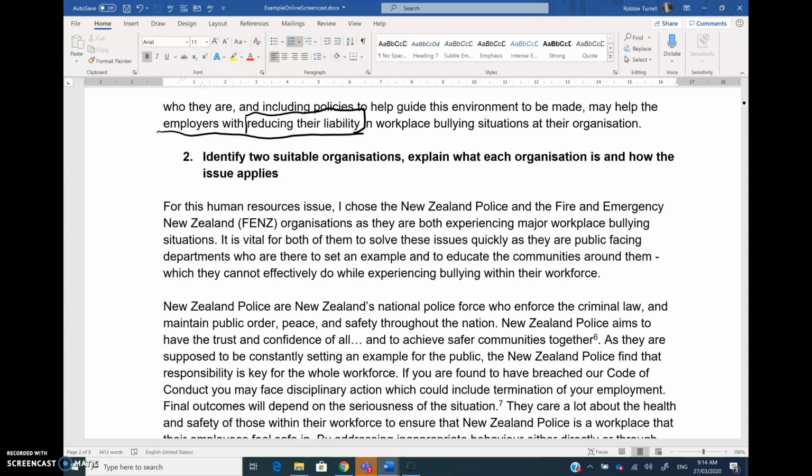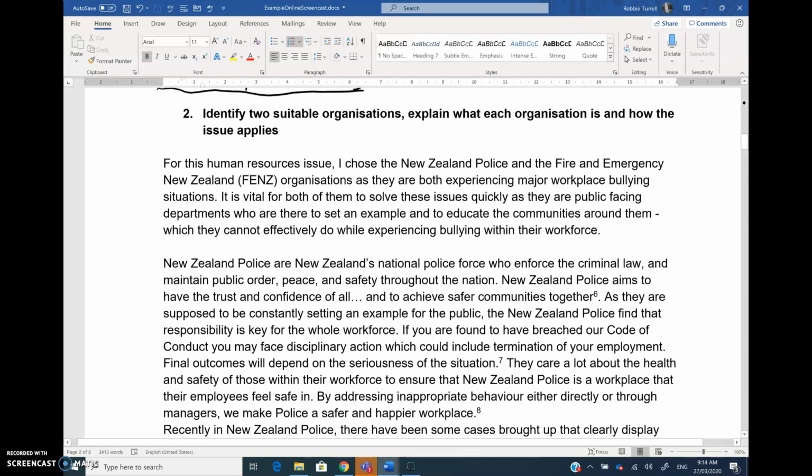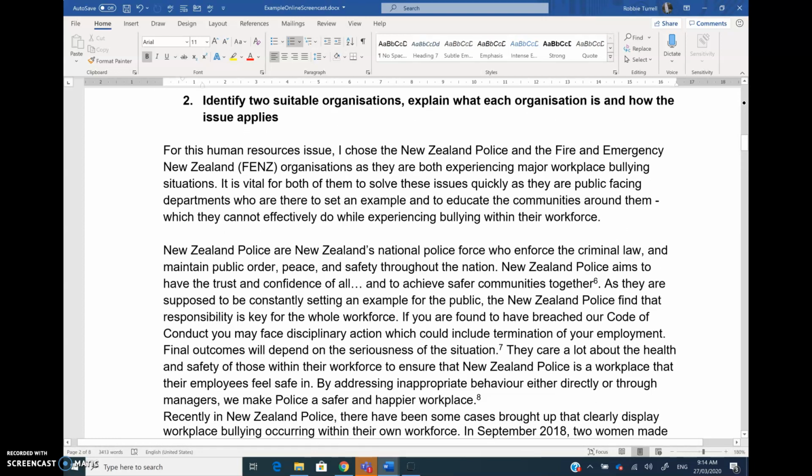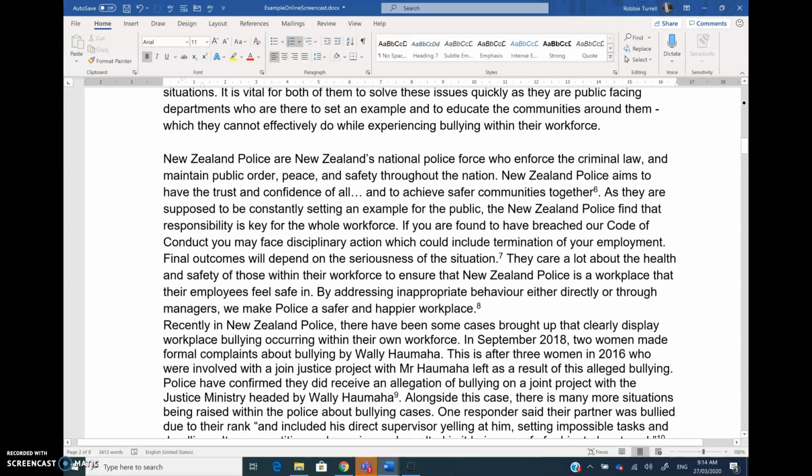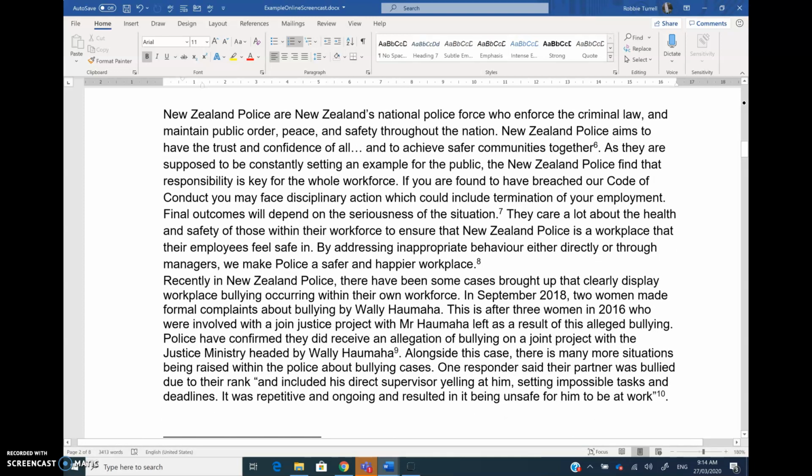So just continuing on with this one. Two organisations they've identified: the New Zealand Police and Fire and Emergency New Zealand. She's mentioned this just before a little bit, so maybe not so well structured, but pretty much explaining what they're all about. Skim reading this one. That's nice: to the public, responsibilities is key for the whole workforce.